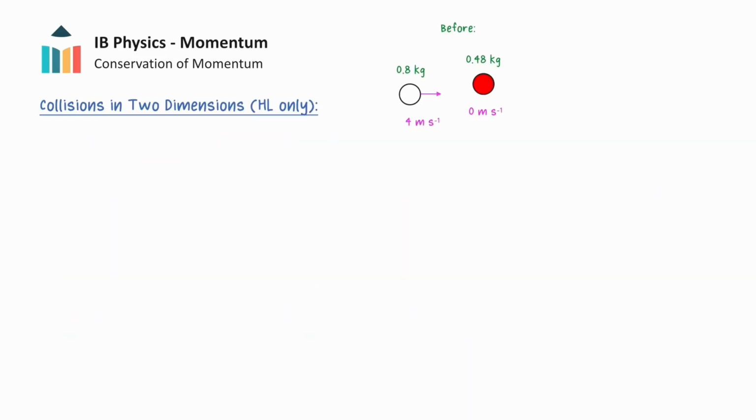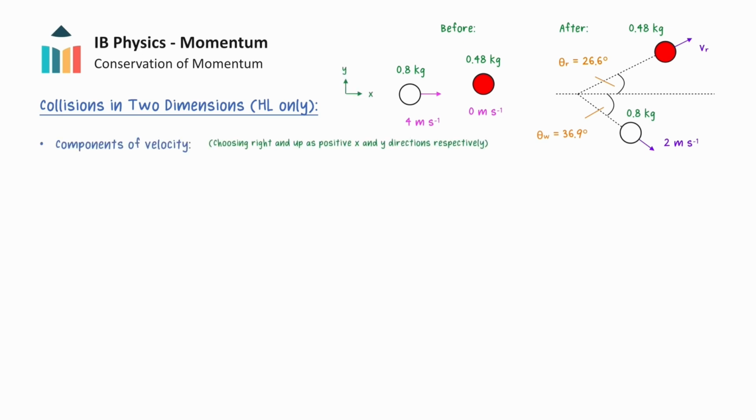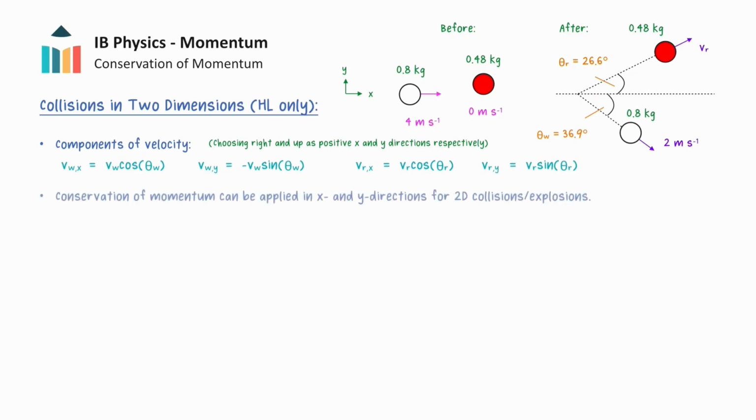This section applies for higher level students only, where we will consider a collision in 2 dimensions and want to calculate the final velocity of the red ball. The final velocities each have components in the x and y directions, where we note that the white ball has a negative vertical velocity as it points downwards. We can then apply conservation of momentum in each direction to calculate the missing velocity.